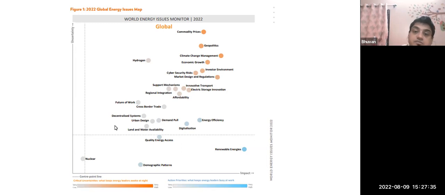Then we have innovative transport, electric storage innovation, future of work, cross-border trade, decentralized systems, urban design, demand pull, energy efficiency, digitization, land and water availability. These are all the major factors which are driving the uncertainty in the world energy sector.